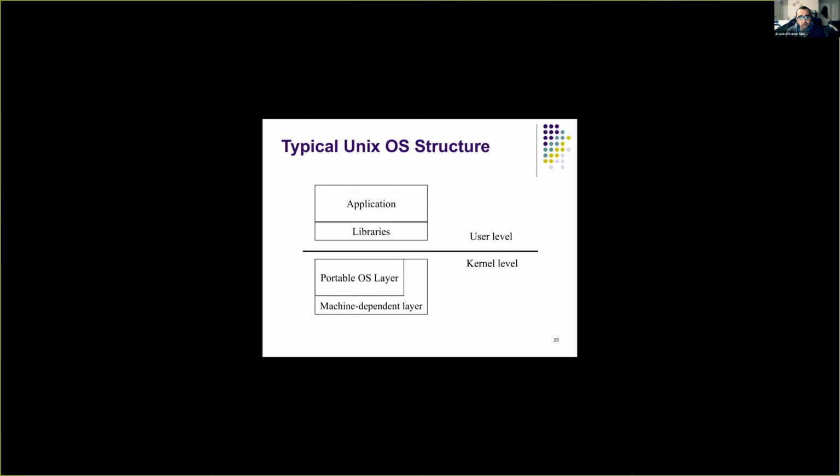So if you look at an operating system structure, here we have user level. When we say all the software that belongs to the user level runs in non-privileged mode, and all the software that's part of kernel level or operating system runs in privileged mode.